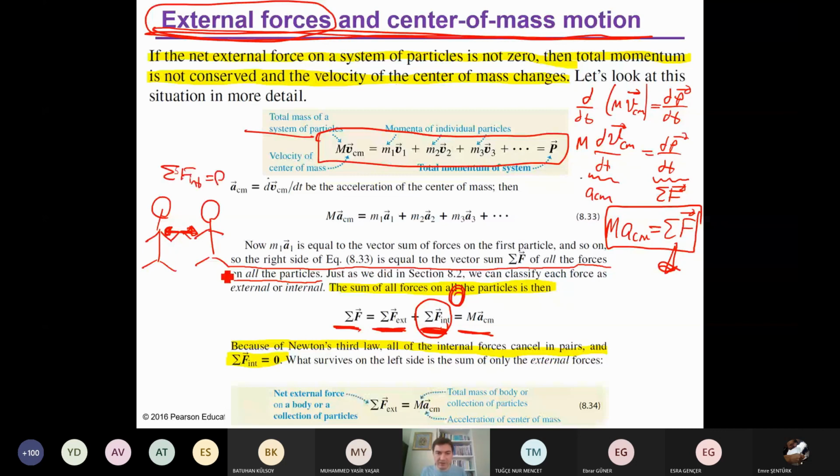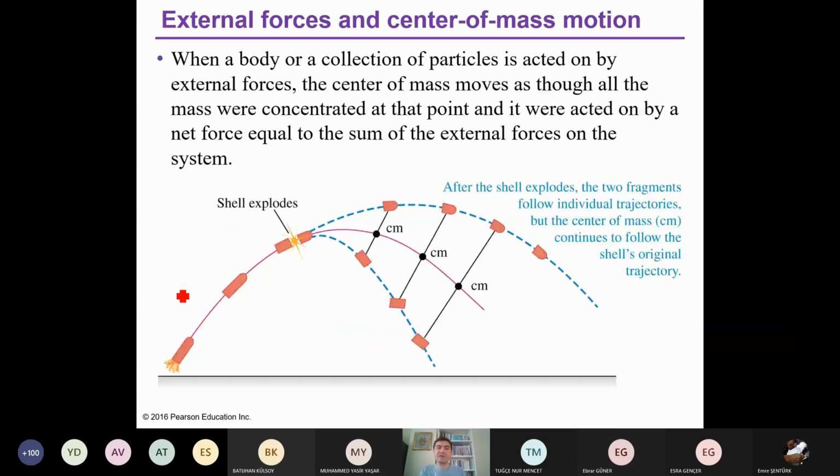Here I have external force, and the net external force on a body or collection of particles is given by the total mass of the body or collection of particles times the acceleration of the center of mass. Any question here? Just apply this information here, external forces and center of mass. Remember this formula, keep this formula here: external force equals the total mass of the system times the acceleration of the center of mass.